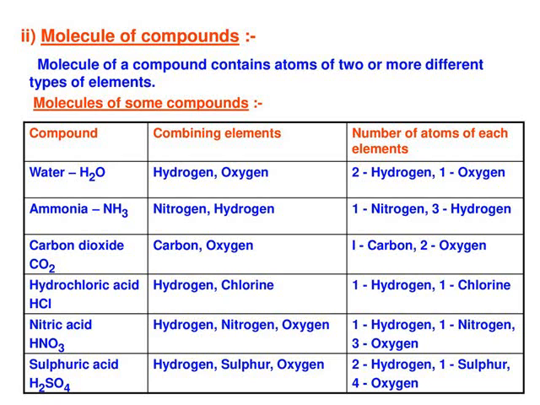Now, the number of atoms in each case: when you take water as H2O, there are 2 atoms of hydrogen and 1 atom of oxygen. When you take NH3 ammonia, 1 atom of nitrogen and 3 atoms of hydrogen are present. So similarly, you can see the remaining with the help of the tabular column.